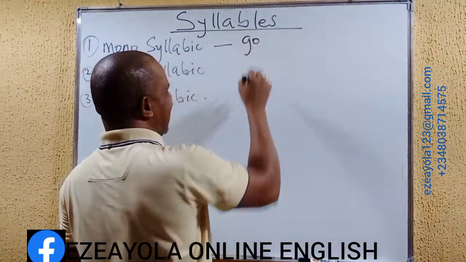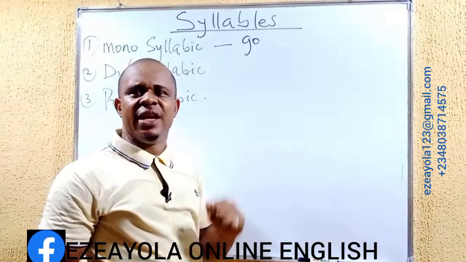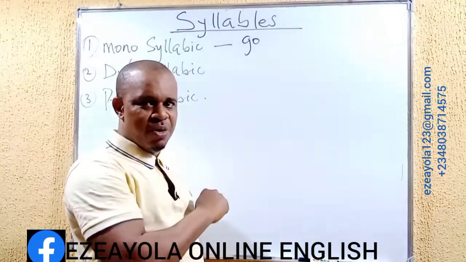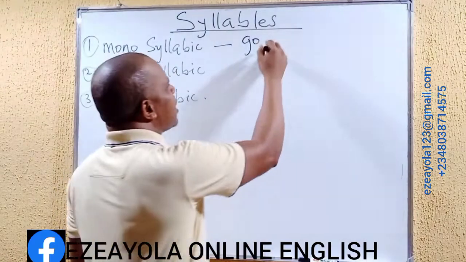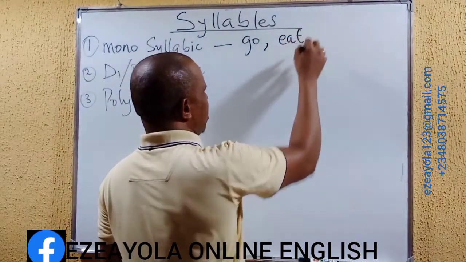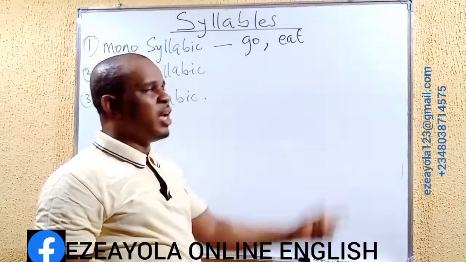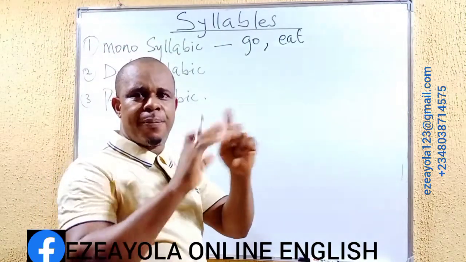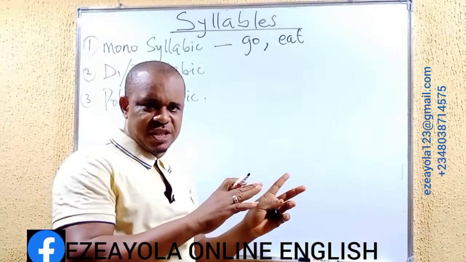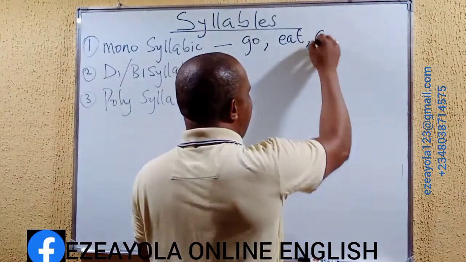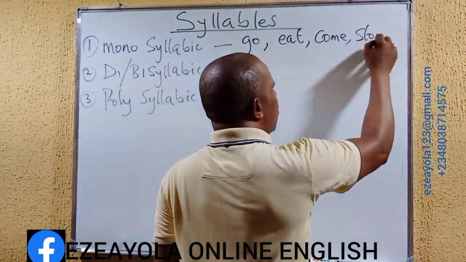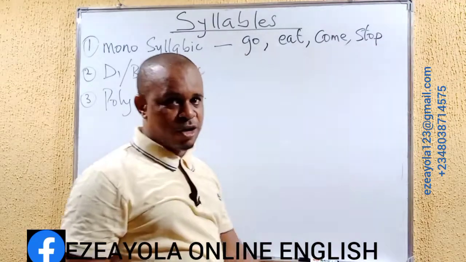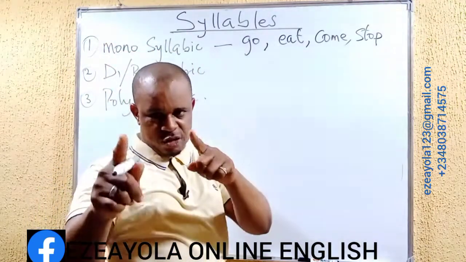Something like go. Go is an English word, and this go is a monosyllabic word. We have something like eat. Eat is also an English word. It cannot be divided or broken into different syllables. We have words like come. We have words like stop. We have too many of them, of course, but let us stop at this point because of our time.